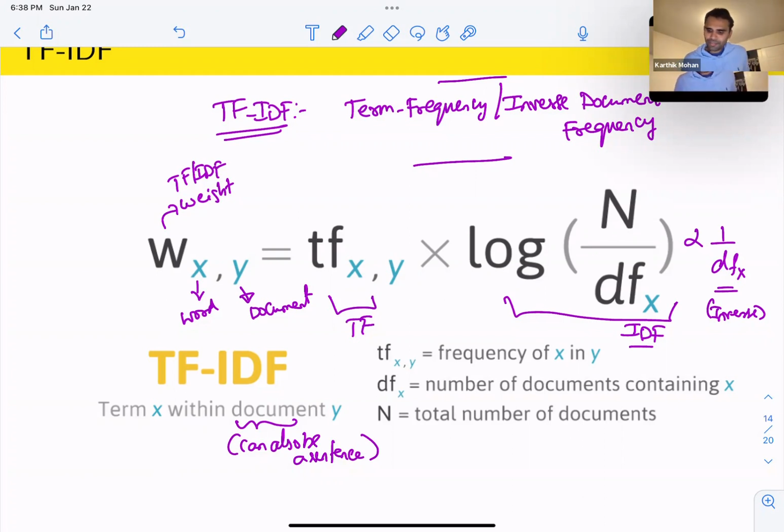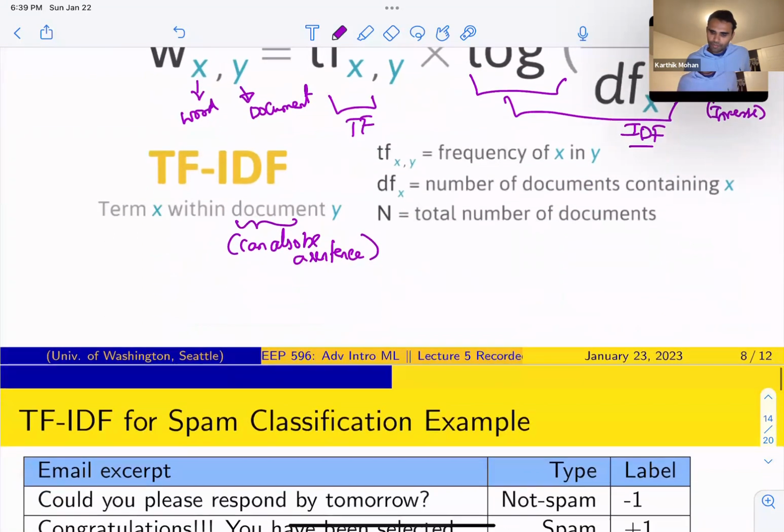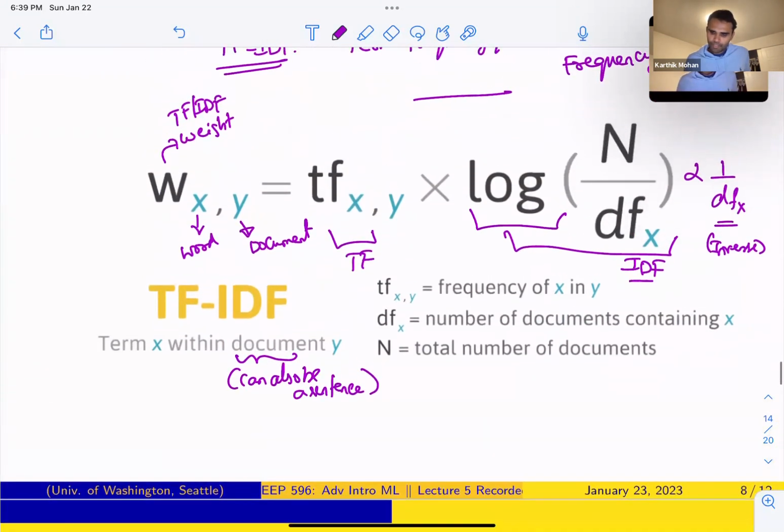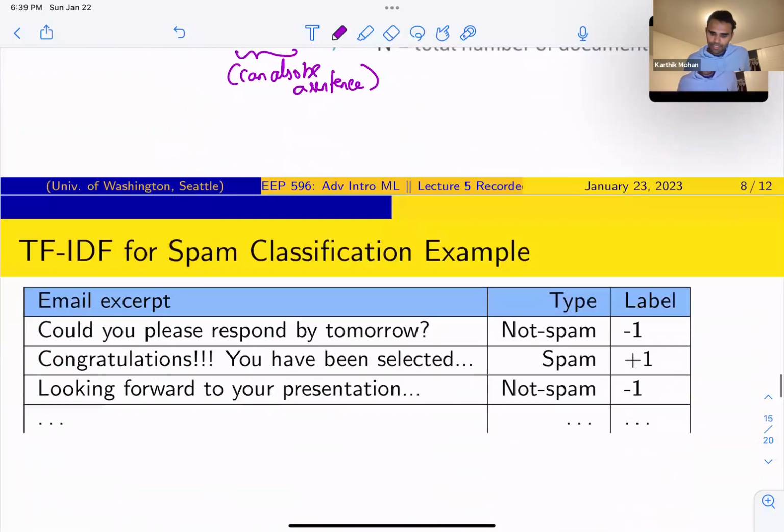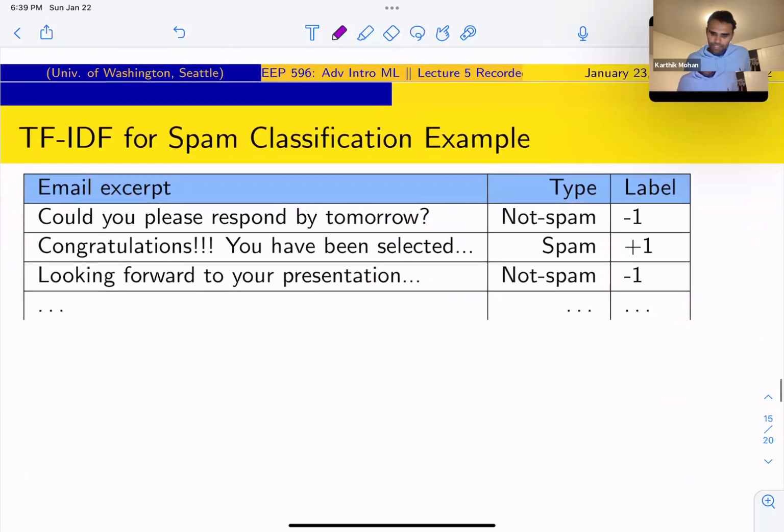The only thing is you also have a logarithm in front of it. So there is a down weighting, but it's not inversely proportional, but it's inversely proportional in a logarithmic sense. So there's a slightly lower down weighting in a logarithmic sense. Okay. And there's also a scaling here. N is the number of total documents in which you're looking at inverse document frequency. So let's look at some examples.